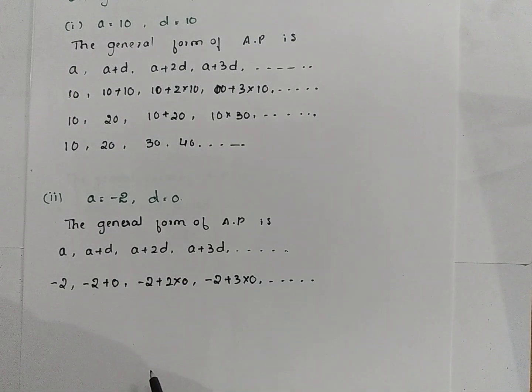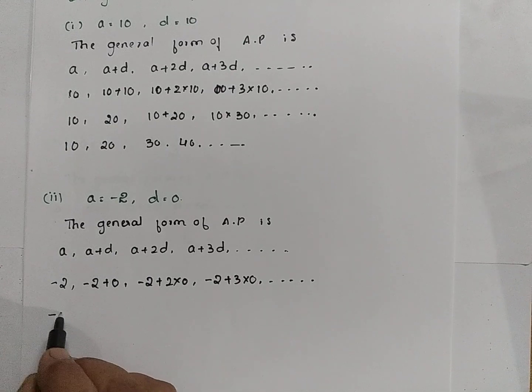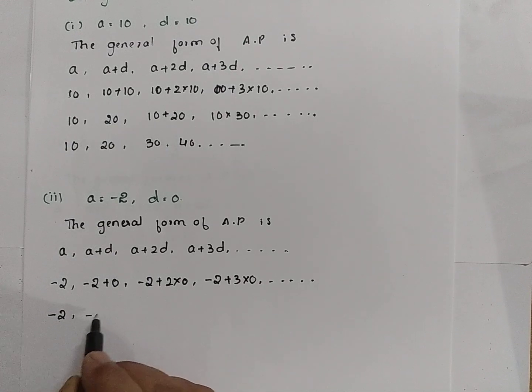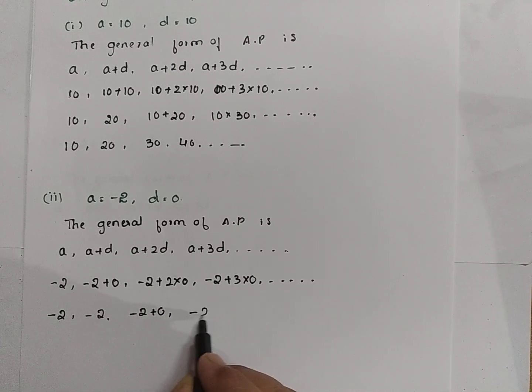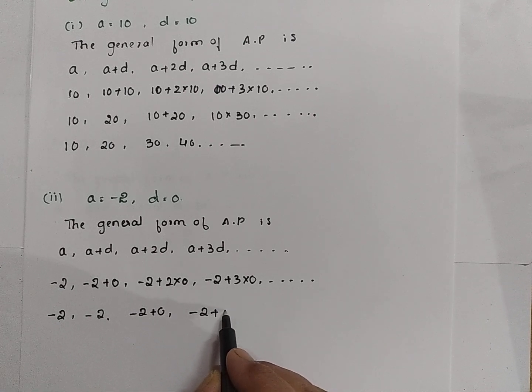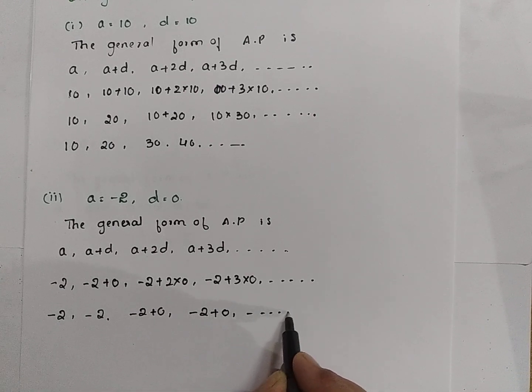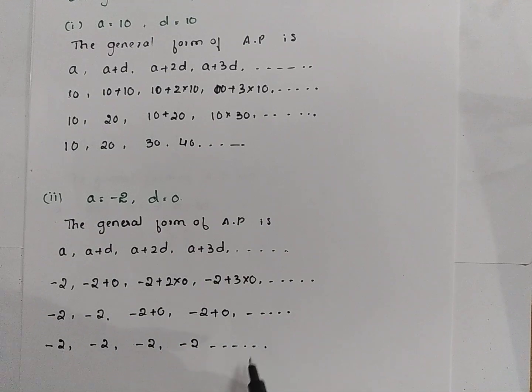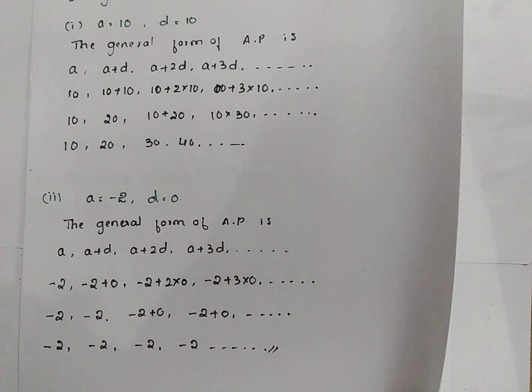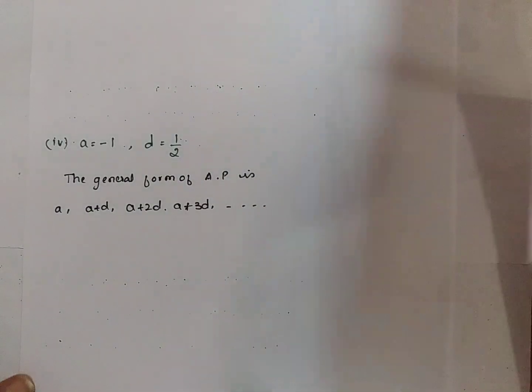So these are the first four terms. Simplify: minus 2 plus 0 is minus 2, and minus 2 plus 2 into 0, that is 0, is minus 2, and minus 2 plus 3 into 0, that is 0, is minus 2. Again simplify: minus 2, minus 2, minus 2, minus 2. So this is the required arithmetic progression. The second problem is finished. And coming to the third problem.